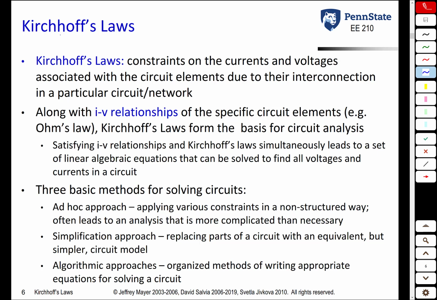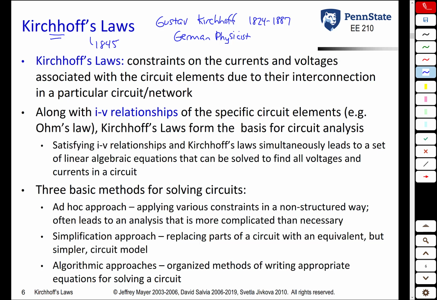First thing I want to point out is the spelling. There are two H's in the middle of Kirchhoff, so make sure you get that right. Kirchhoff's laws were named after Gustav Kirchhoff, who was a German physicist who lived from 1824 to 1887. Kirchhoff's laws themselves were established in 1845. So what are Kirchhoff's laws?